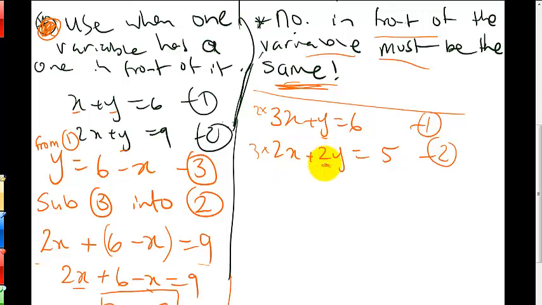So same thing with this. If I want to make the y's the same, I just times this by 2 and times this by 1. There's a 1 in front of it. You times it by exact opposites. Yeah. That's it.